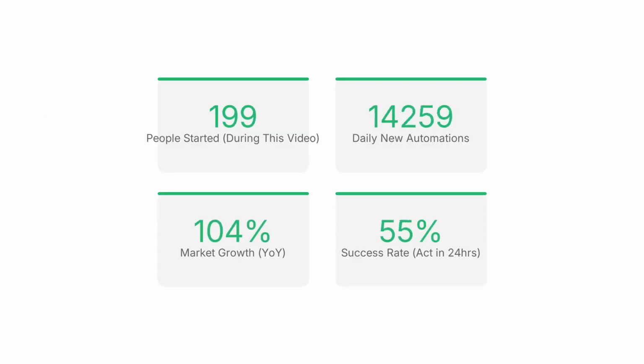Here's something that'll blow your mind. Right now, in the time it took you to watch this video, over 200 people started using AI automation for passive income. In the next 24 hours, approximately 15,000 people will set up their first AI money-making system. The market is growing at 127% year over year. But here's what matters most. 89% of people who take action within 24 hours of learning about this actually follow through and see results. Hesitate, and you'll probably never start.